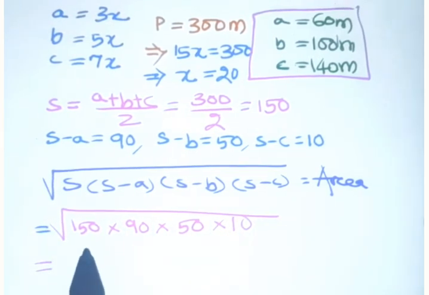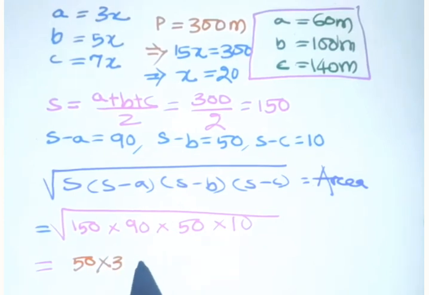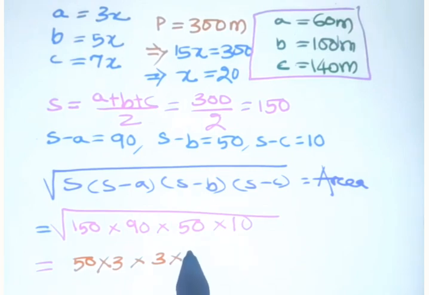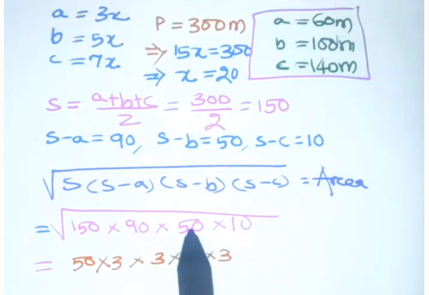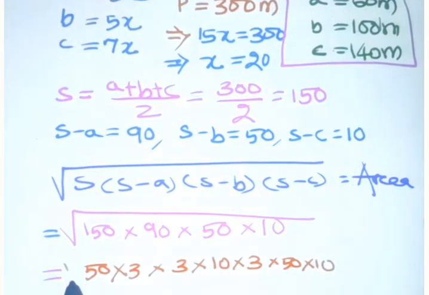So let's find out this square root. So I will break 150 as 50 times 3. Now 90 can also be divided as 3 times 30. 30 can again be divided as 10 times 3. Now I will write 50 and 10.